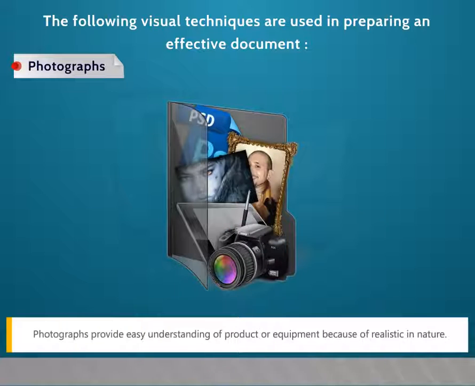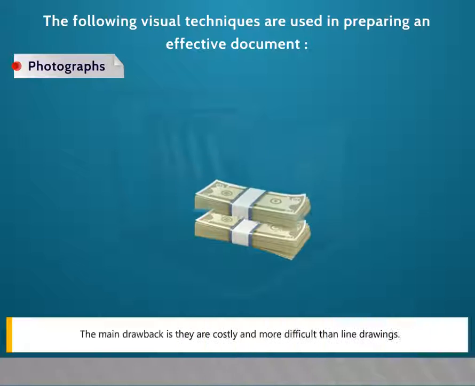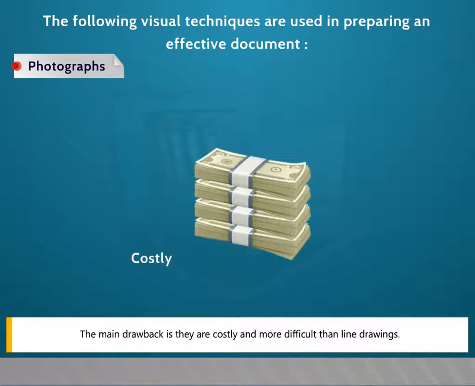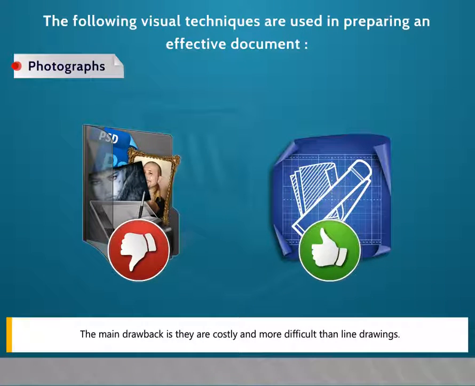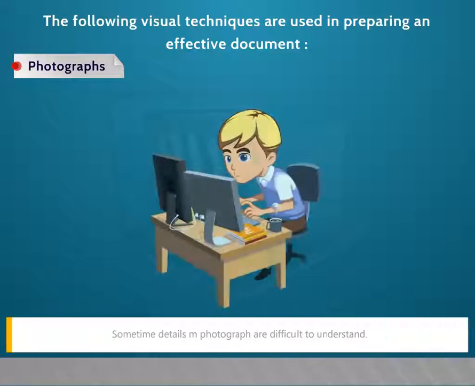Photographs. Photographs provide easy understanding of a product or equipment because they are realistic in nature. The main drawback is they are costly and more difficult to prepare than line drawings. Sometimes the details photographed are difficult to understand.